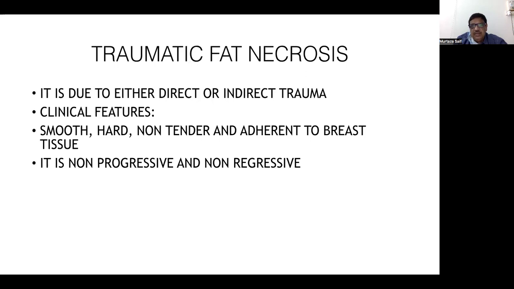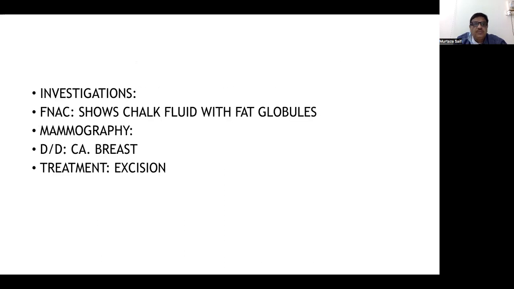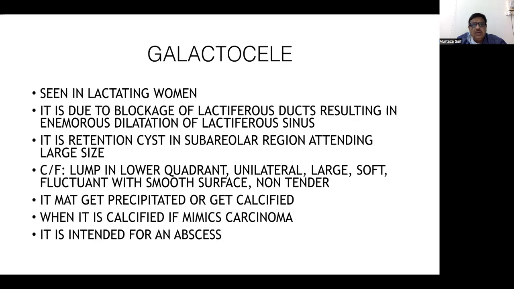Third benign disease is traumatic fat necrosis. It is due to either direct or indirect trauma. Clinical features: smooth, hard, non-tender, and adherent to breast tissue. It is non-progressive and non-regressive. Investigations: FNAC shows chalky fluid with fat globules, and mammography. The differential diagnosis is carcinoma breast. Treatment is excision.